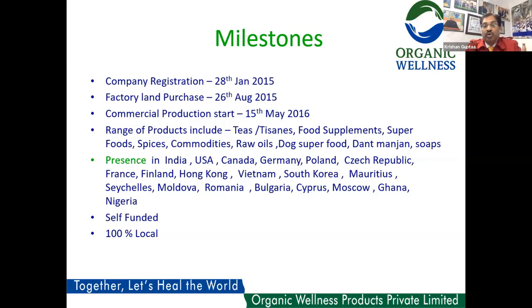Our range of products include teas and tisanes, food supplements, superfoods, spices, commodities, raw oils, dog superfood, and personal care products. We have about 180 to 190 products as of today. We are exporting to over 28 countries. To name a few: US, Canada, Germany, Poland, Czech Republic, France, Finland. It's 100% self-funded and 100% local initiative taken by Organic Wellness.